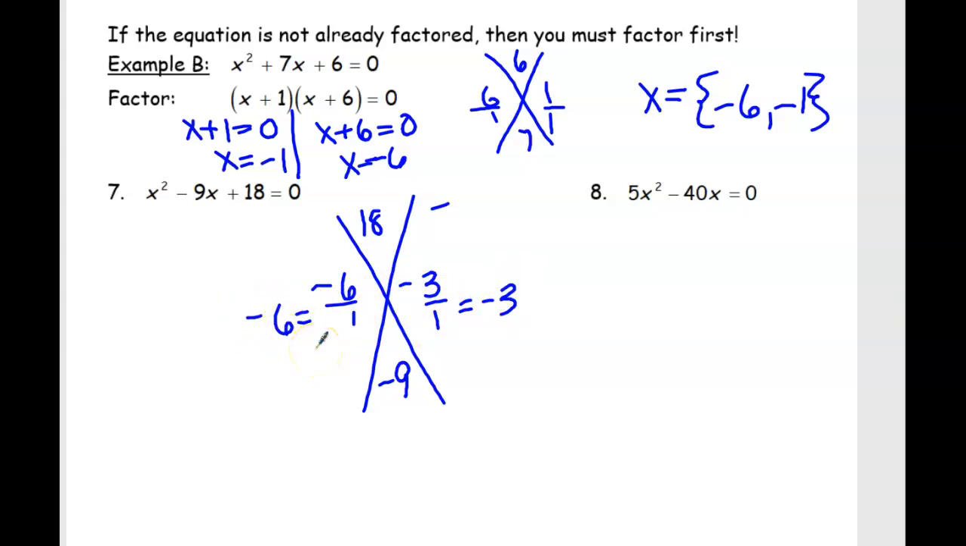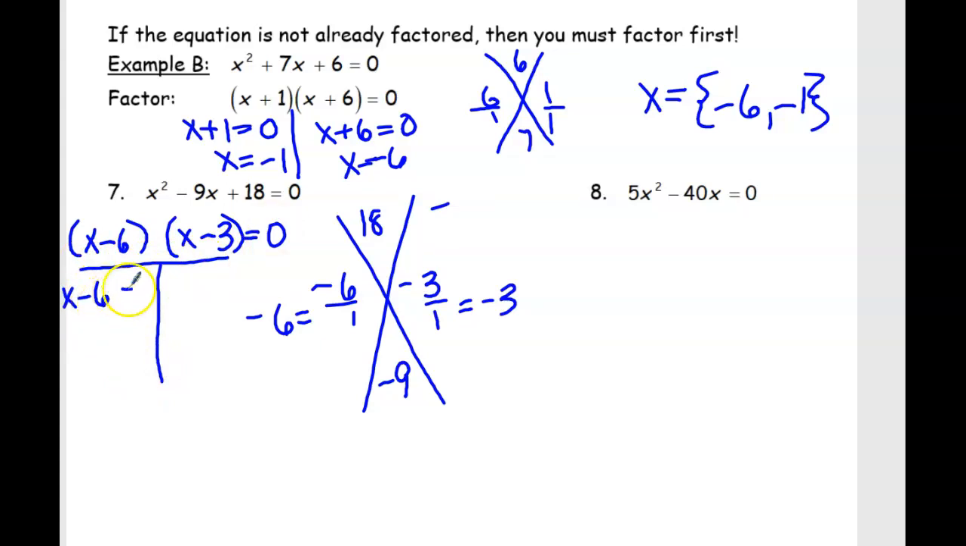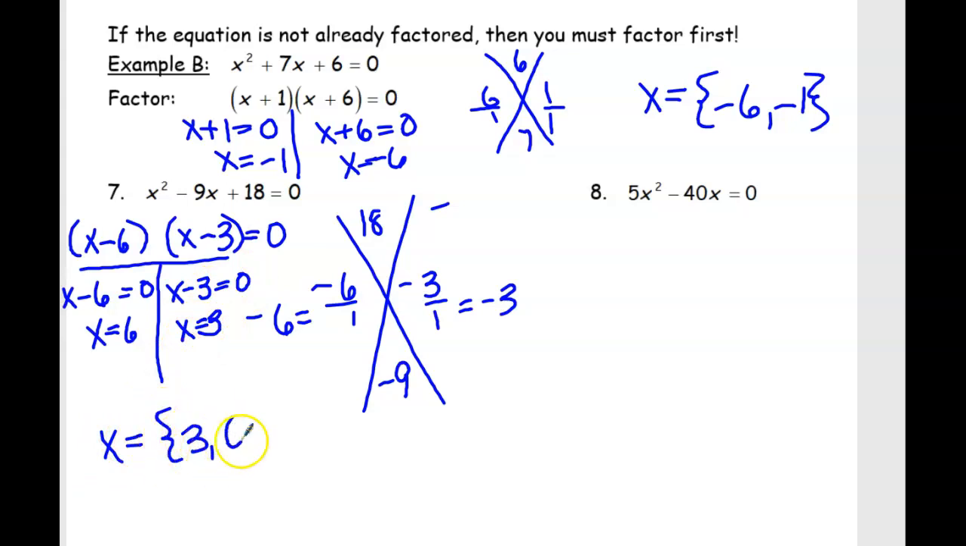All right, when we do that, we end up with x minus 6 times x minus 3. Zero product property, we're going to set it to 0, and we're going to split it up and solve. So x minus 6 equals 0, our x is 6. And x minus 3 equals 0, our x would be 3. So our solution set would be 3, 6.